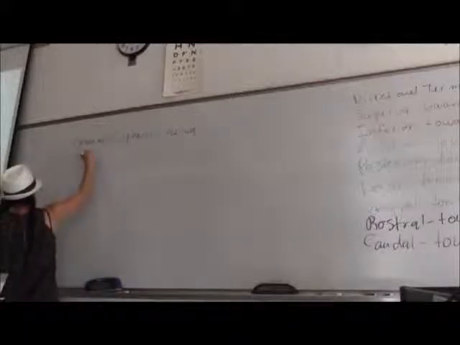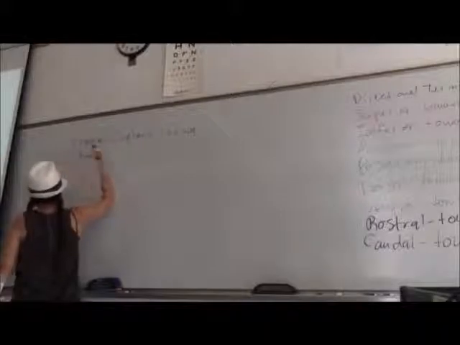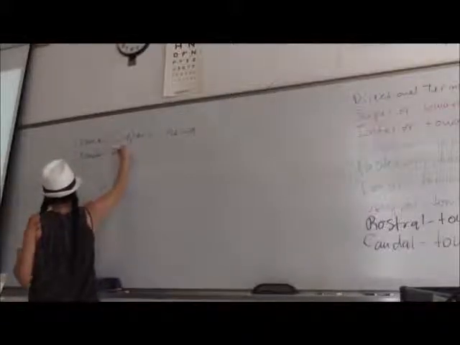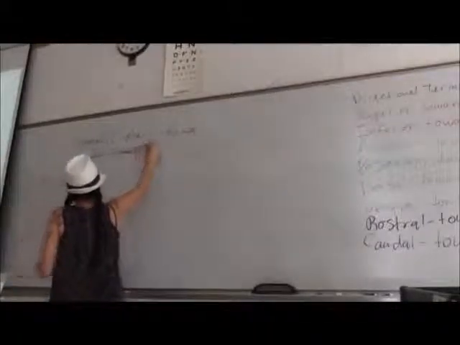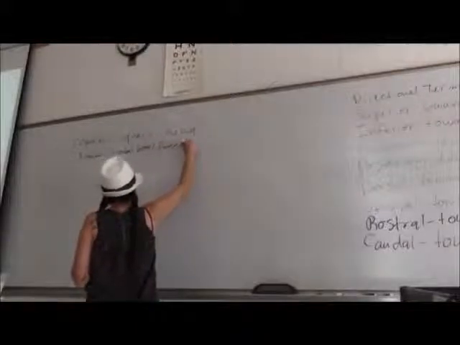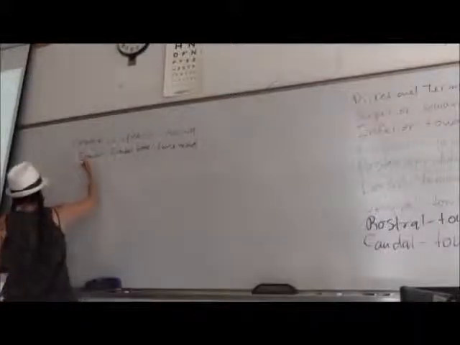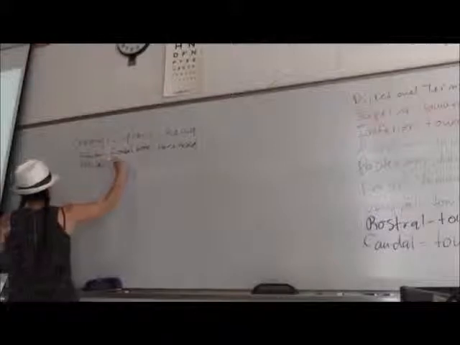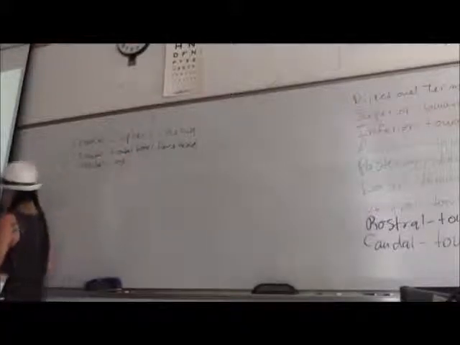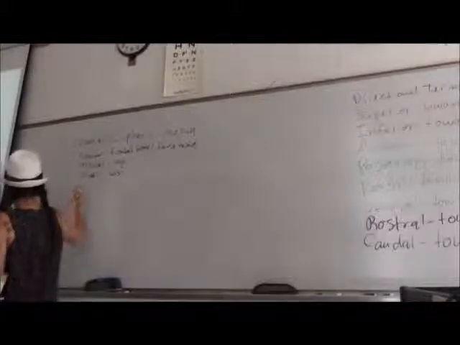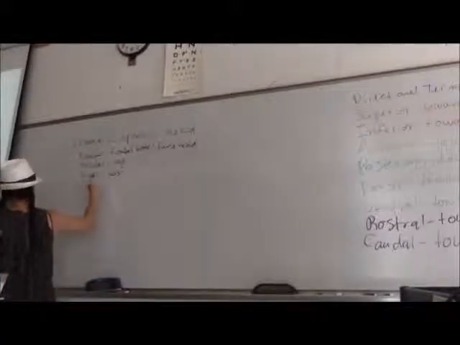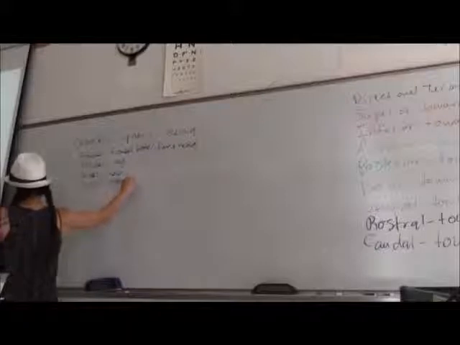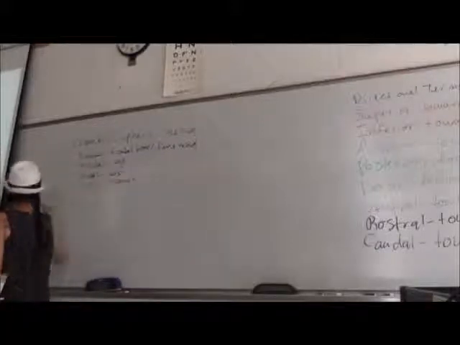I guess I can write these over here. So frontal is referring to like your frontal bone, forehead region. Orbital is referring to your eye region. Nasal is referring to your nose. Oral refers to your mouth. Mental refers to your chin.